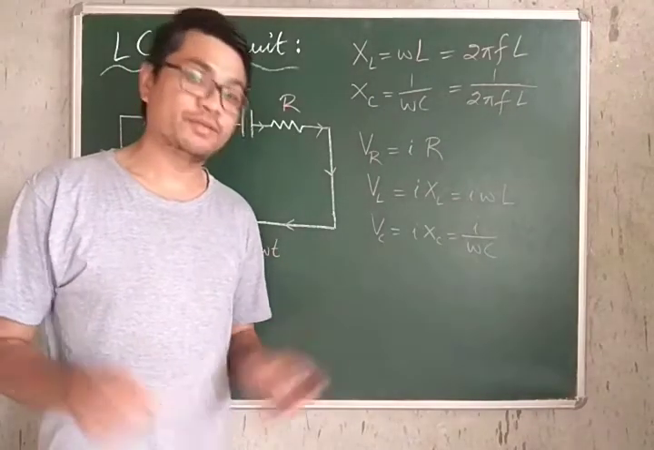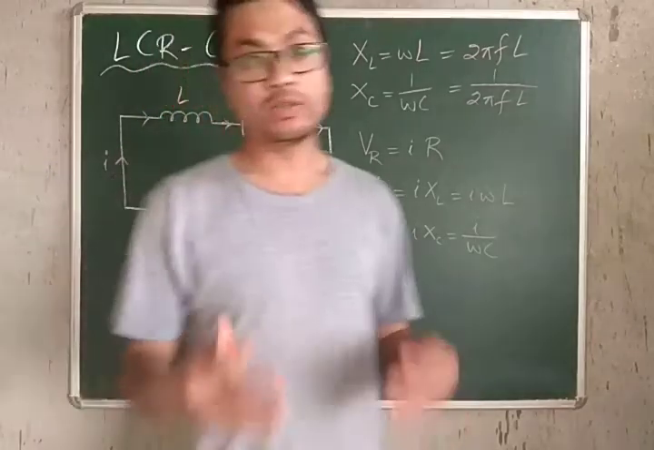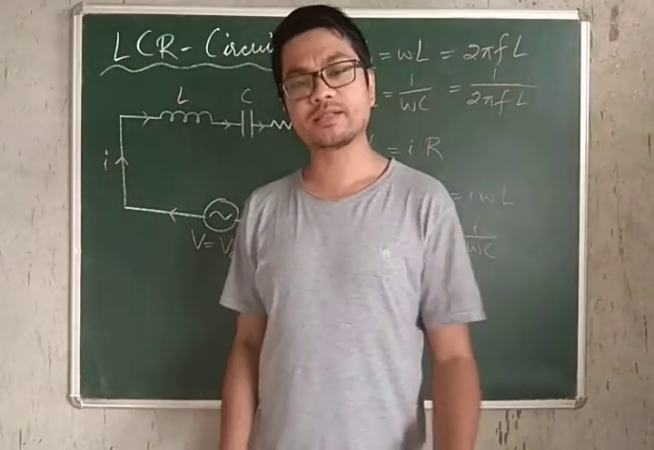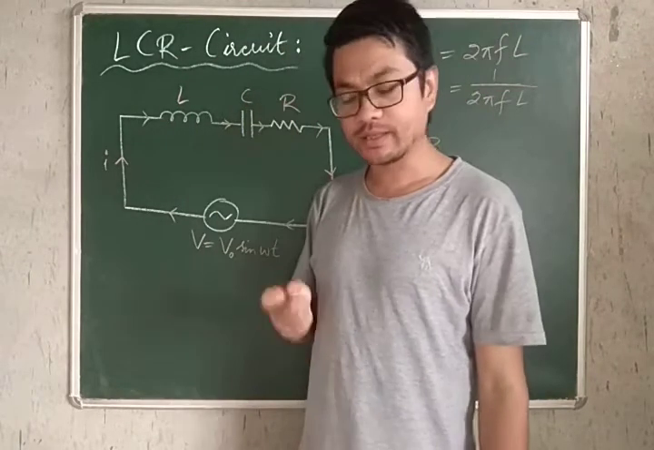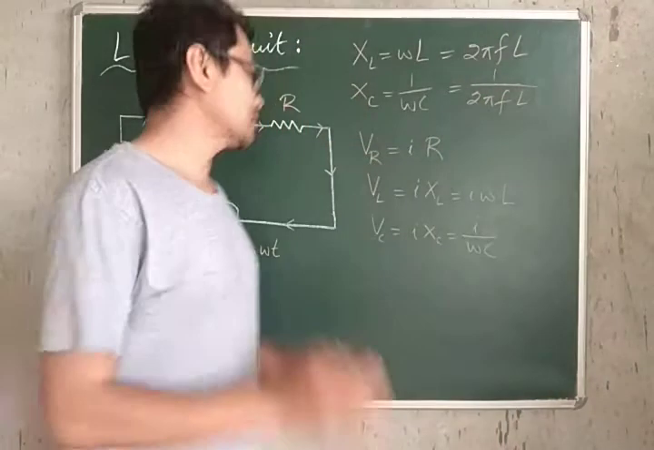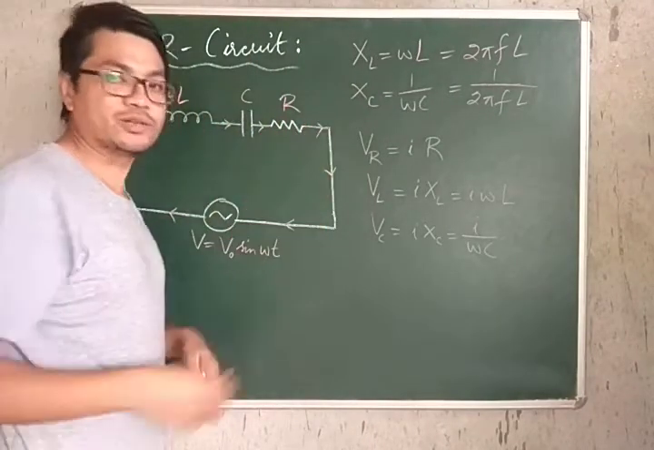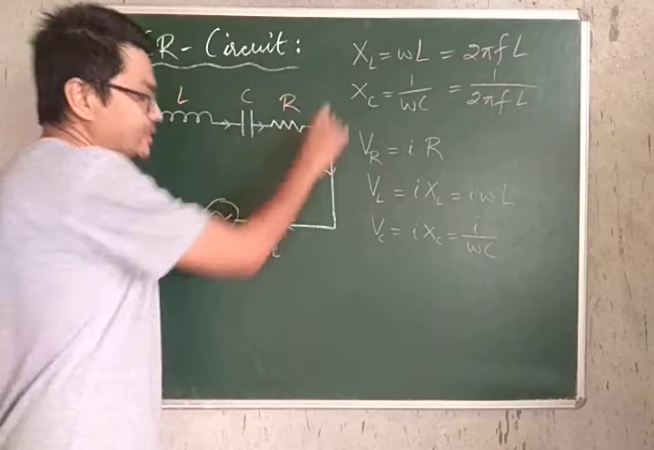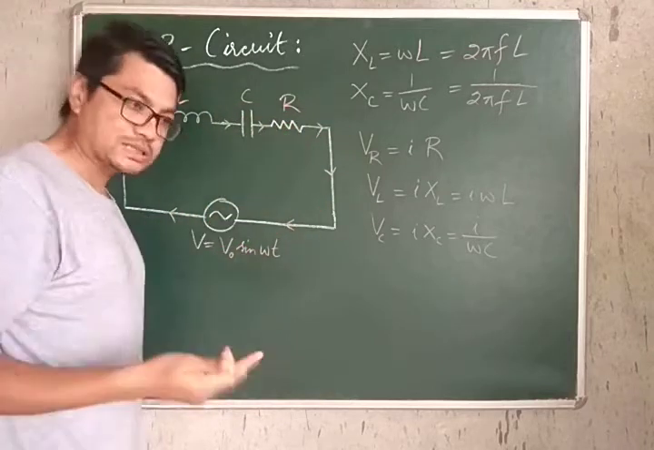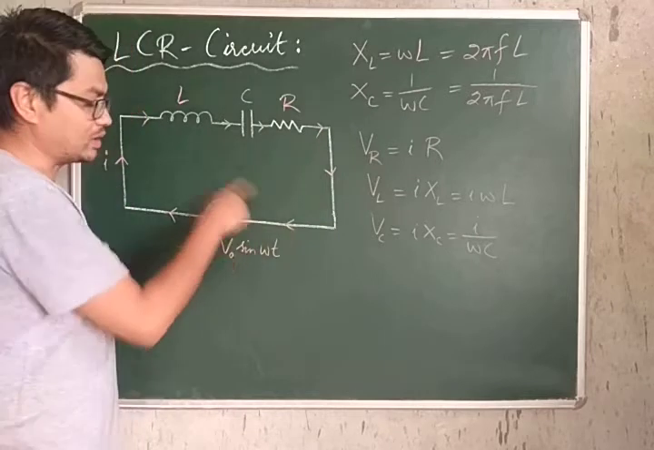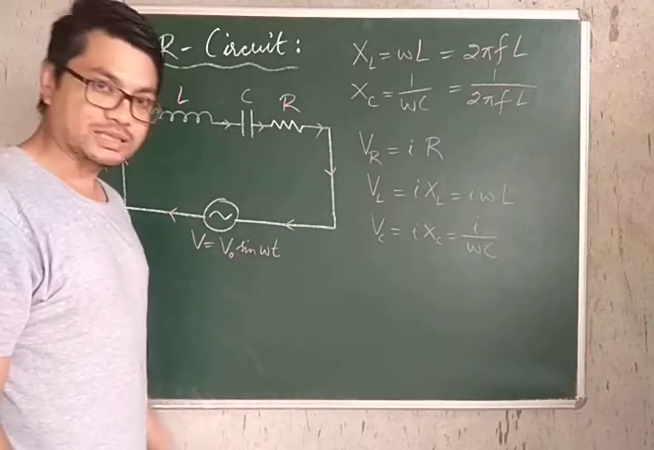Hello, class 12. The alternating current circuit that we are going to look at today is the LCR circuit. It is a combination of the inductor, the capacitor, and the resistor in series, and the combination of these three components is connected to, of course, an alternating power source. V is V0 sine omega t.